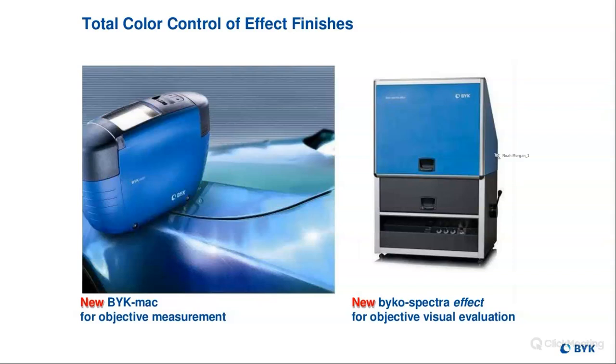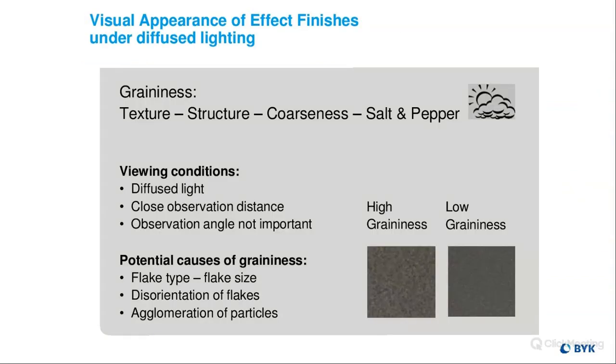Yeah. So pull it up here. Right. So graininess is essentially like a salt and pepper look. It's almost like a micro texture, and it's seen under diffused light. So if you're looking under direct light, you're not going to see it as much. It's not going to be as prominent. But if you're under diffused light, so cloud cover is a good example of that, you'll be able to see it. And it's usually if you're close up and looking at it.